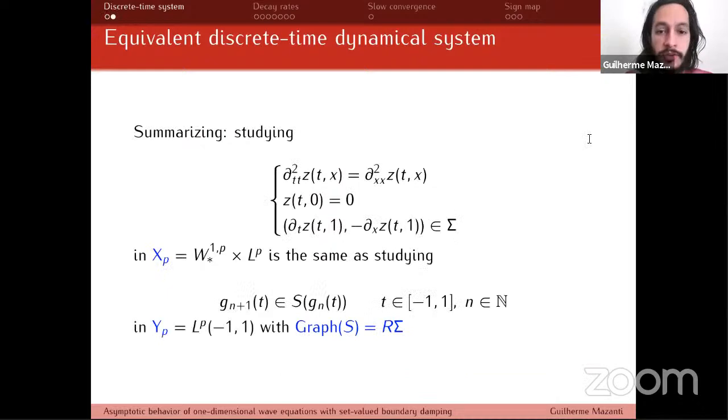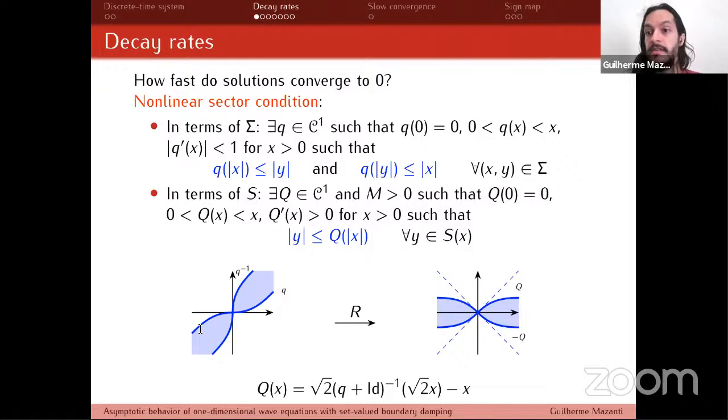Okay, so to sum up, studying this equation in the L^p type space is the same thing as studying this inclusion, where, using the same notations as in Swann's talk, S is a set valued map whose graph is equal to the rotation of the boundary condition that we have for the wave equation, and we remain in an L^p space. So Swann gave some necessary and sufficient conditions for stability. What I'm going to do now is try to understand a little bit more the decay rates. I have criteria saying that under these conditions solutions converge to zero, but how fast do they converge to zero?